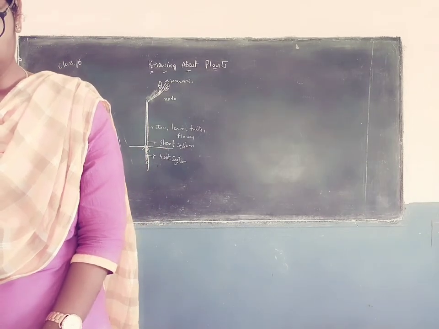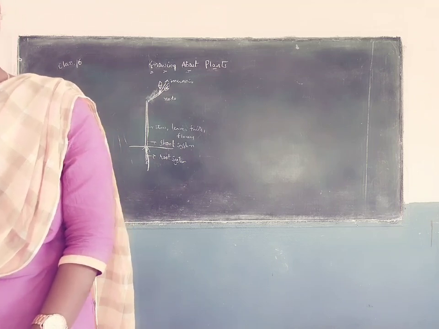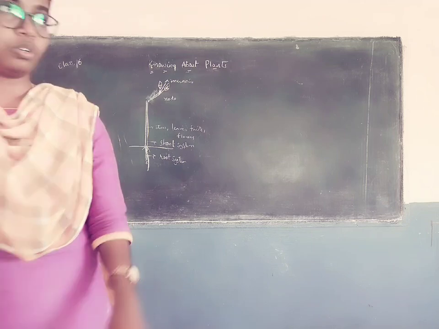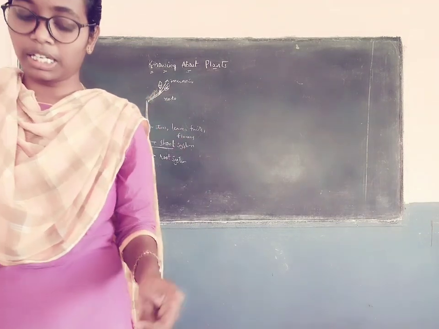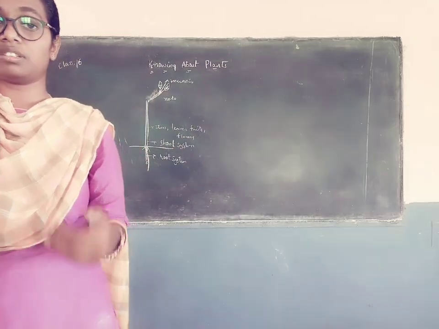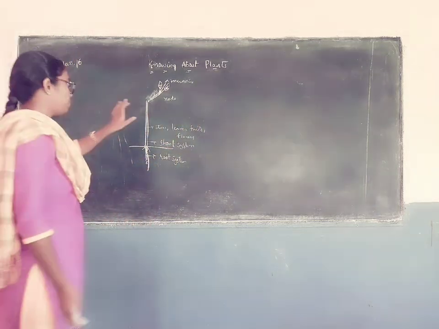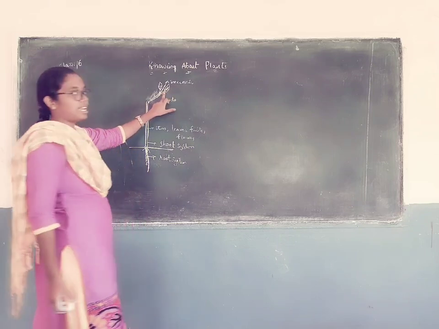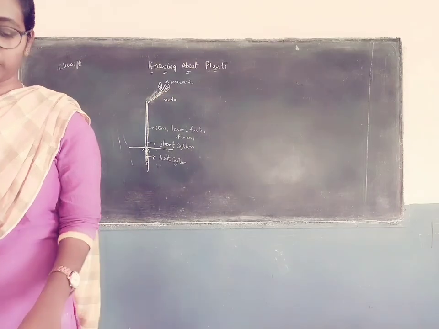The bud at the tip of the stem is known as the apical or terminal bud, and the bud at the axil of the leaves is called the axillary bud. So the bud present at the tip of the stem is known as the terminal bud. If the bud arises from the axil of the leaf, it is known as an axillary bud. At the tip it is known as the terminal bud.